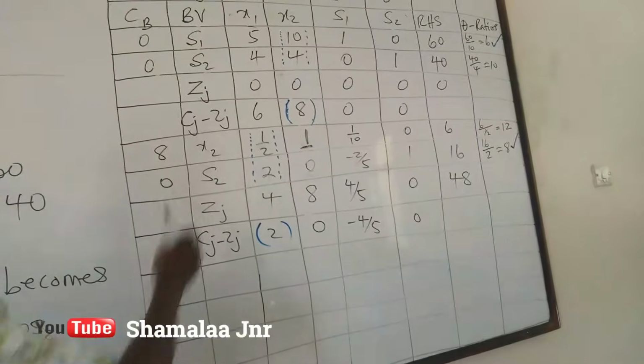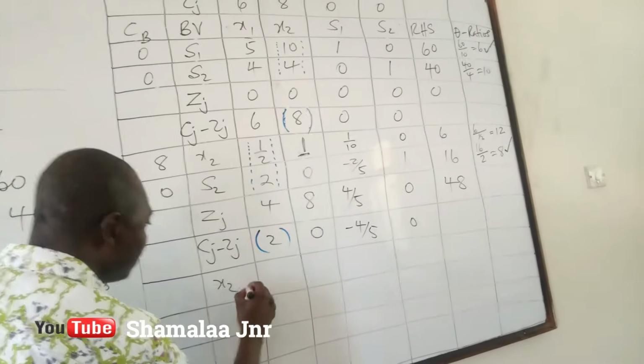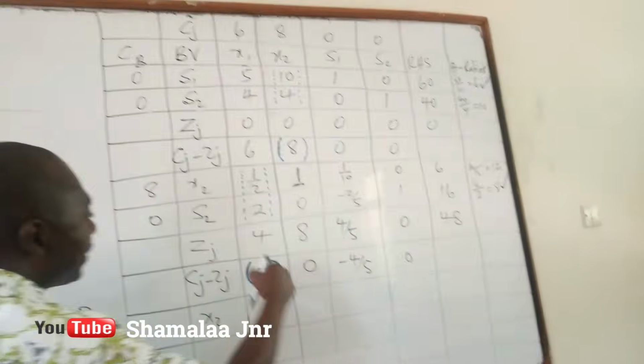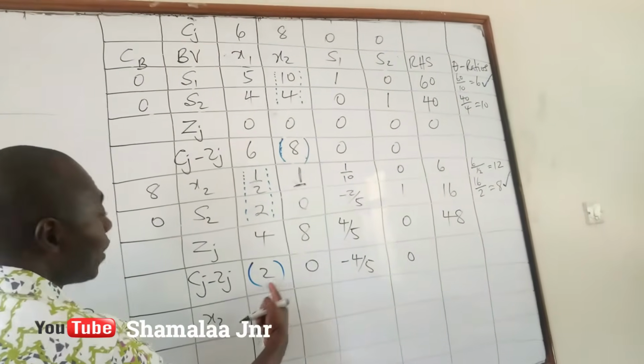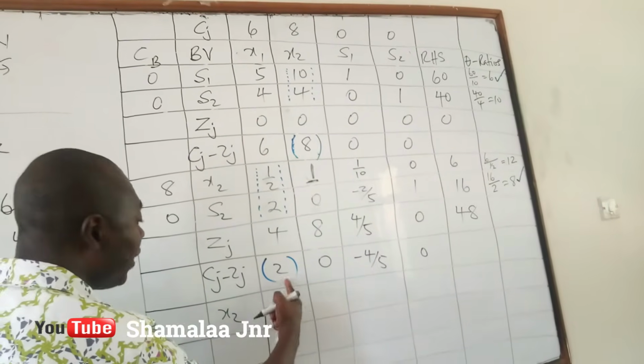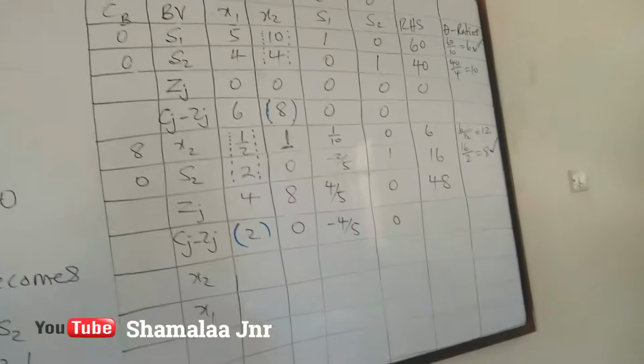So this one has not been touched, so it has to maintain its position S2 like this. And then this S2 is going to be replaced by X1 because X1 has the maximum CJ minus ZJ value and is now the entering variable. So this one will be X1. Have it this way.